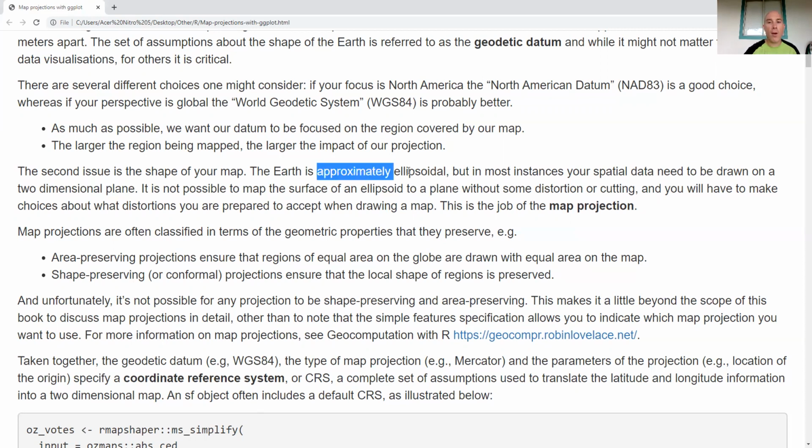So the Earth is approximately ellipsoidal, but we're going to be drawing our map on a two-dimensional plane. So no matter what happens, there's going to be some problems.